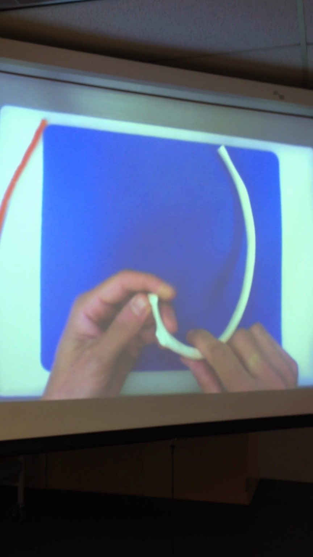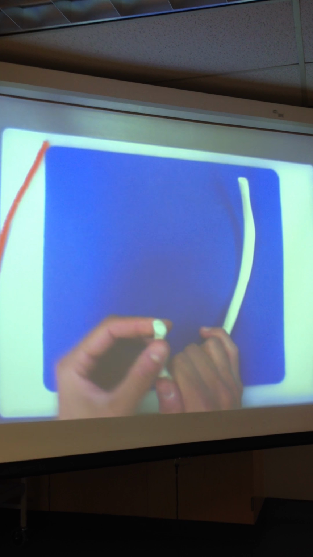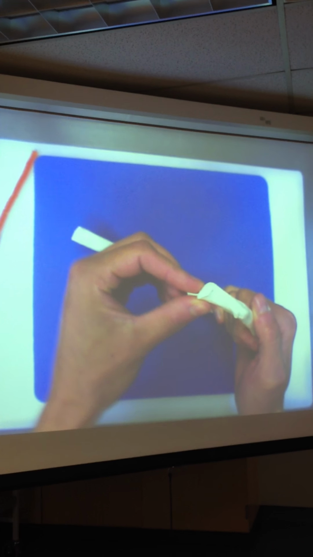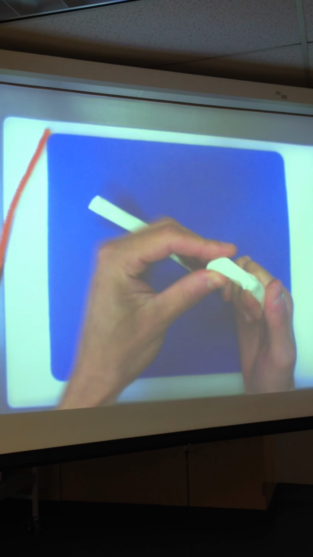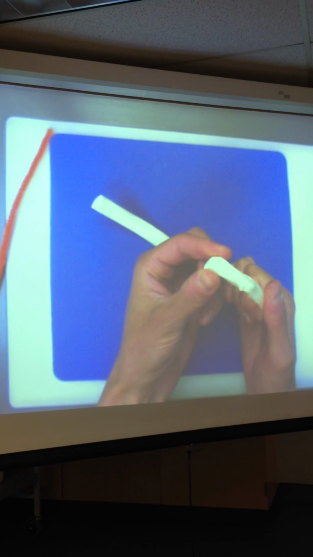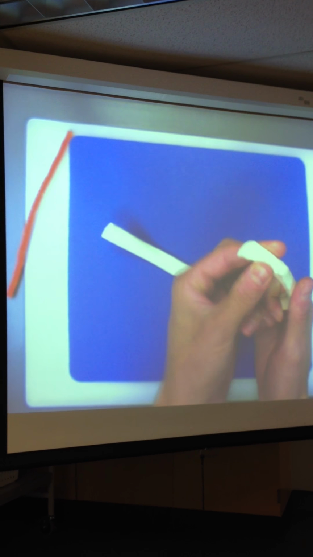So we're going to start at the back and kind of work our way around to the front. The first feature is this expanded section of bone right here that attaches to the thoracic vertebrae. This is called the head. And then we have a slight narrowing here. It's called the neck, although I don't think that's on our list.